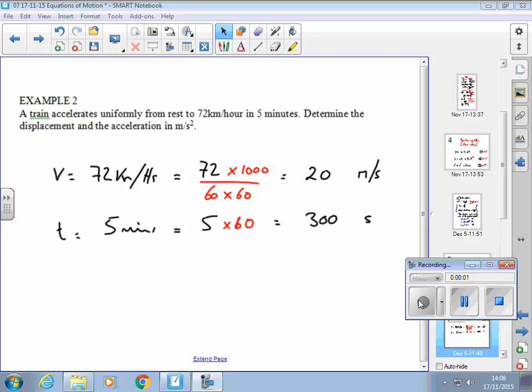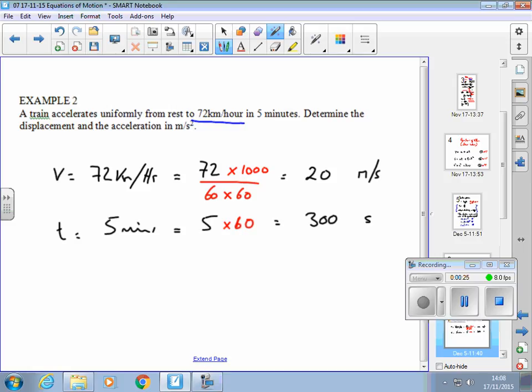So we've got the train accelerates uniformly. Uniformly, we'll talk about that in a second. From rest to 72 kilometers per hour in 5 minutes. So I know v. Can you see that the fact that it's going to 72 kilometers per hour means that that's the final speed? So v equals 72 kilometers per hour.